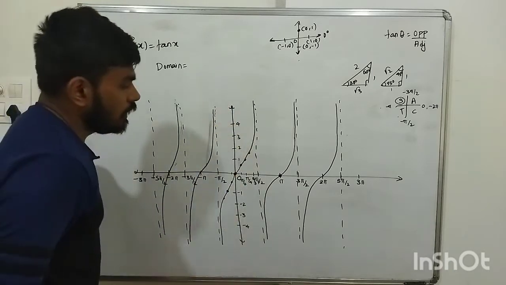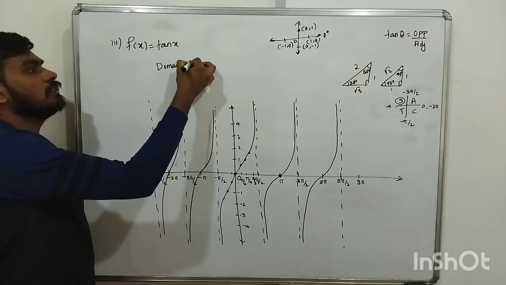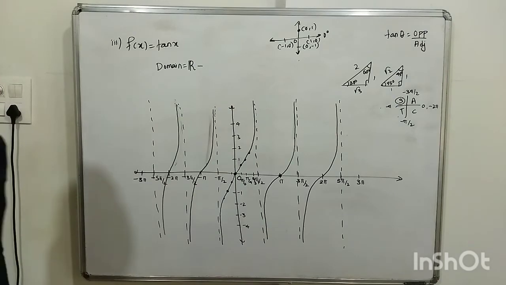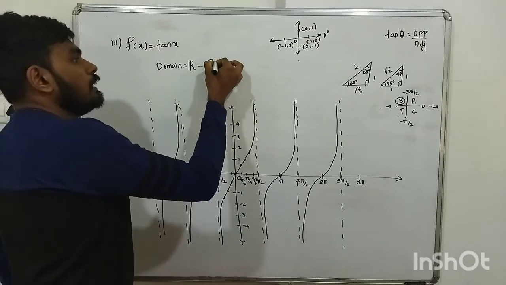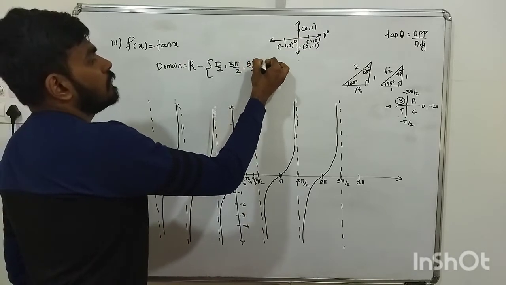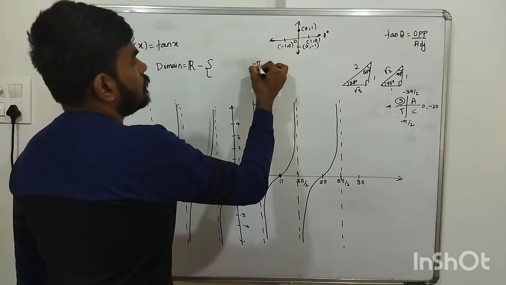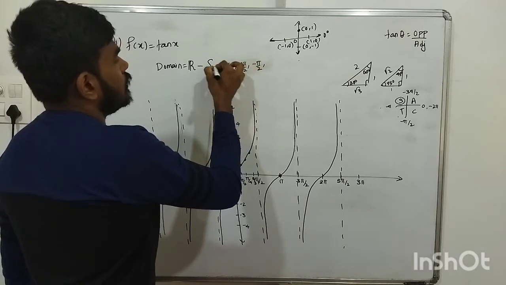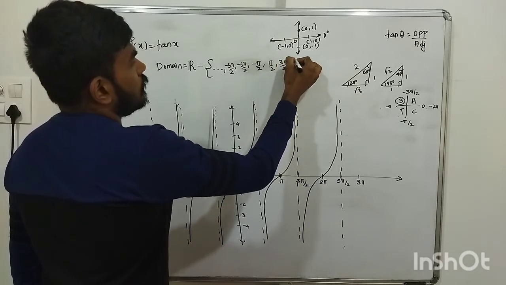That's why we exclude that from the remaining. Remaining is the set of all real numbers, and whenever we exclude, we put a minus sign like this, as you all saw in sets. So what are the values that we are excluding? Pi by 2, then 3 pi by 2, then 5 pi by 2, then 7 pi by 2. Similarly negative also: minus pi by 2, minus 3 pi by 2, minus 5 pi by 2, all this we are excluding. Here positive, plus pi by 2, plus 3 pi by 2, plus 5 pi by 2.